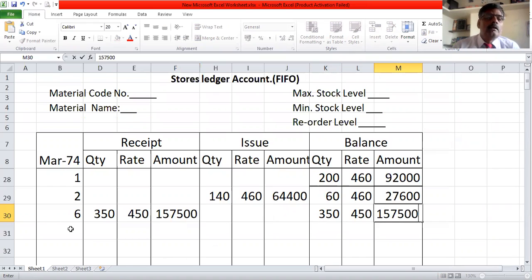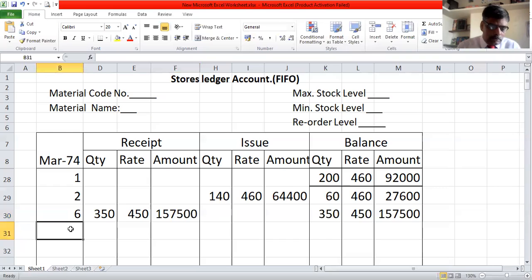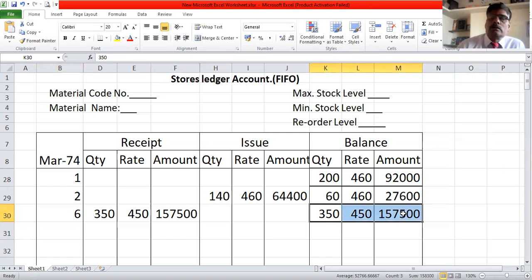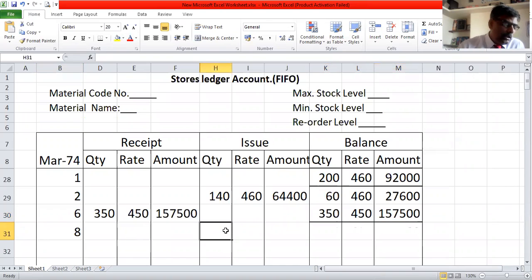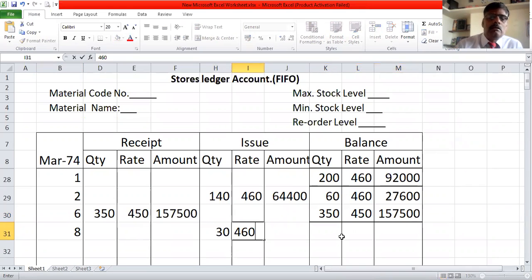Clear? Then you take the next transaction. 6 is completed and 8. On 8 there is a condemned due to deterioration, means loss. Loss means issue. So you write the date 8, go to issue column. In the issue column, loss is 30 tons. For this 30 ton, you apply the issue rate. It is the FIFO method. Under the FIFO method, you issue from the first. That is at the rate of 460.